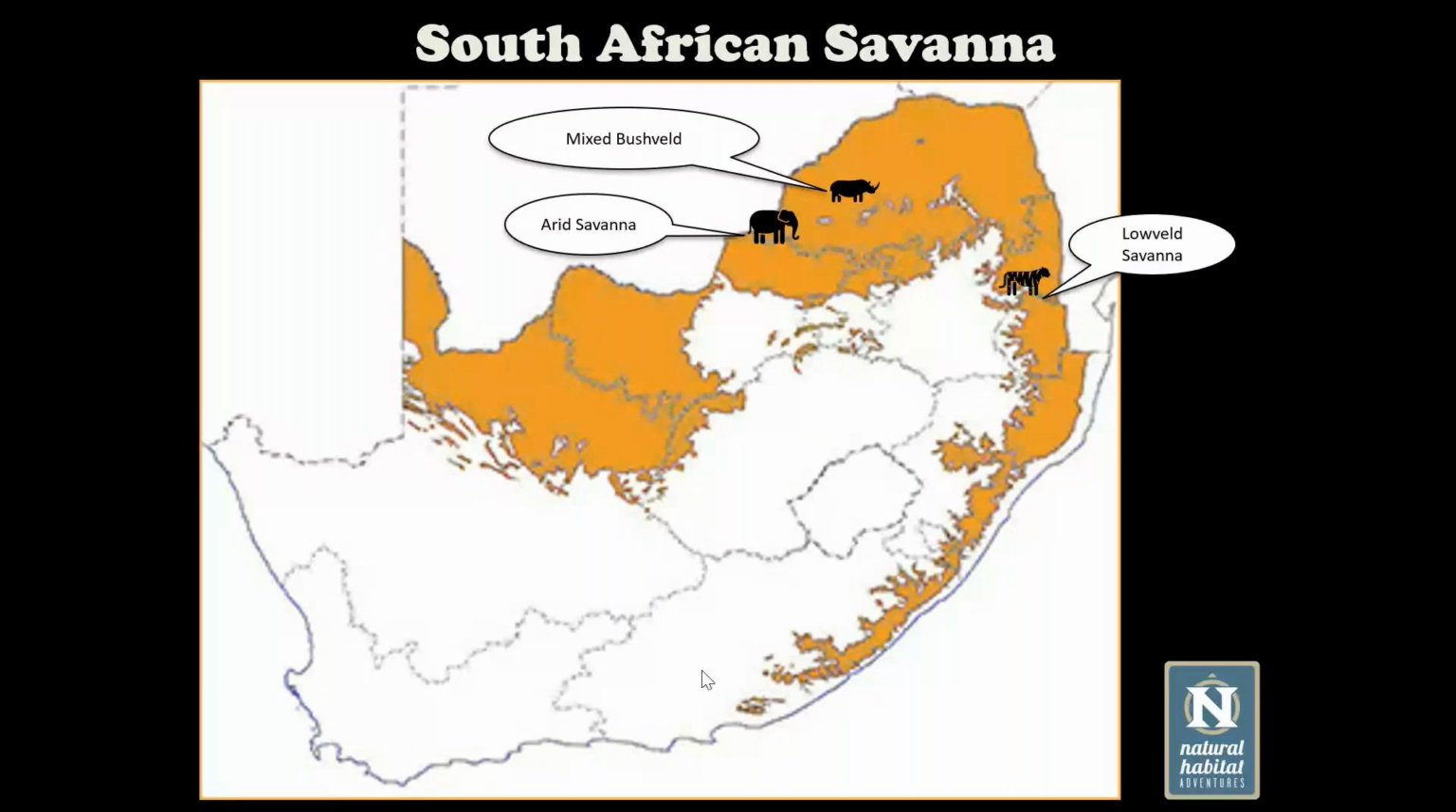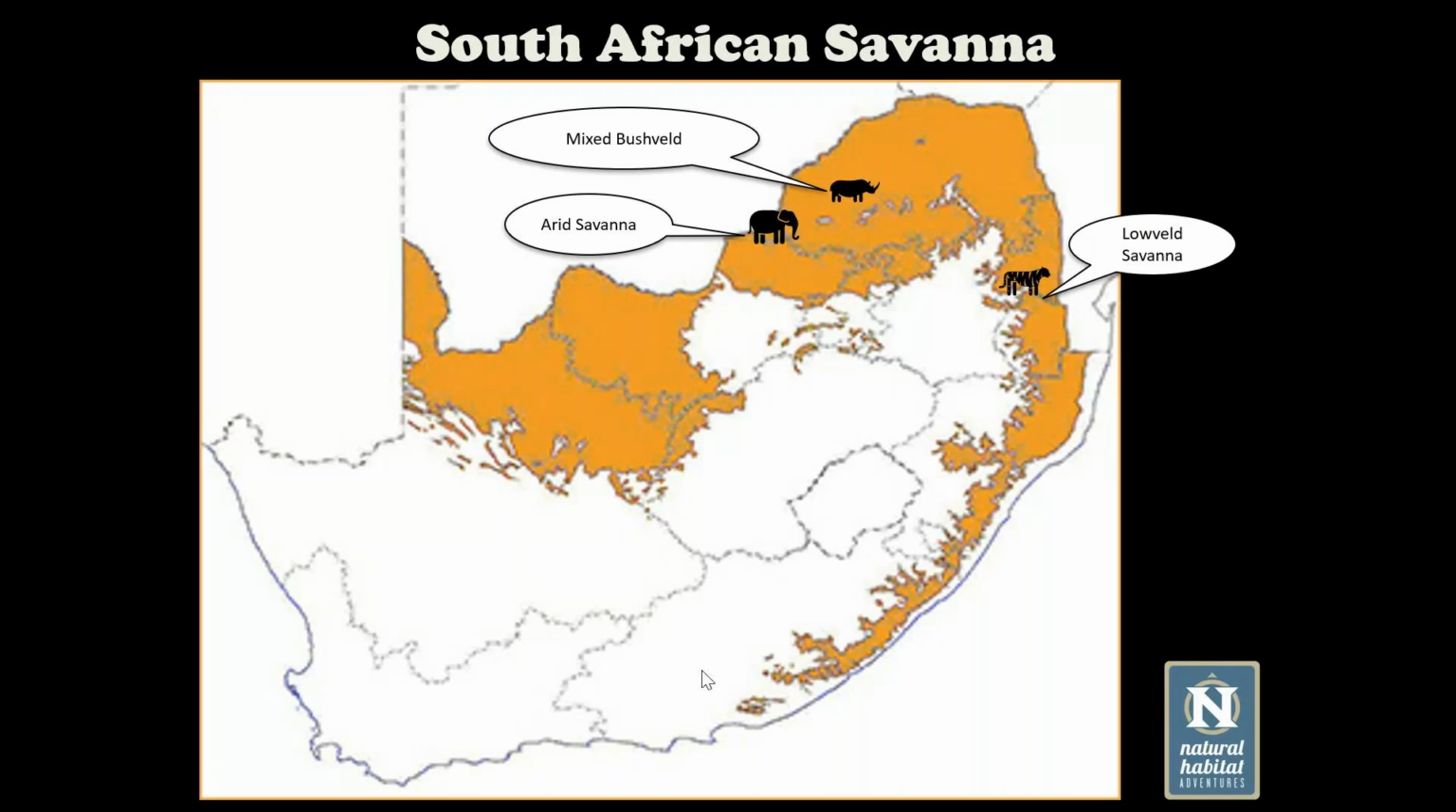So it has very red soils, which are actually wind-blown Aeolian Kalahari sand, and rainfall comes in the summer months, but it is really quite low.